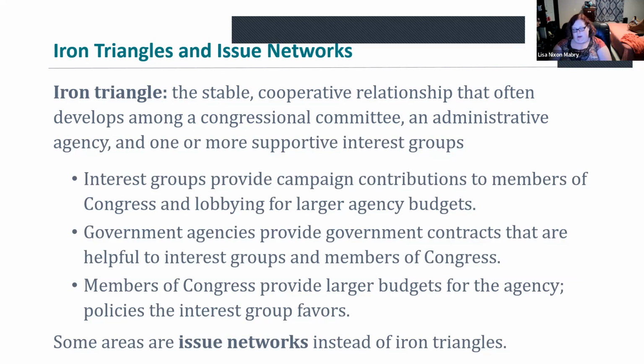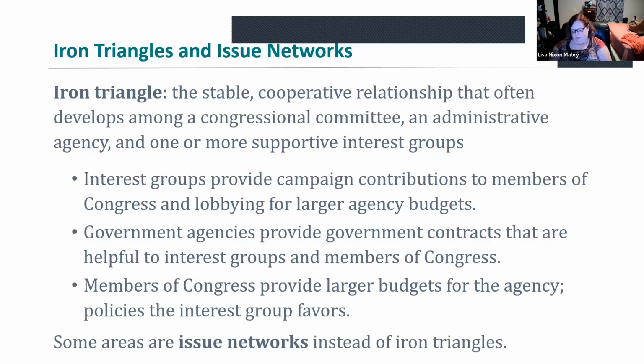Okay. So some areas are not considered to be an iron triangle, but instead they're listed as an issue network. An issue network is a loose network of elected officials, public officials, activists, and interest groups drawn together by a specific policy issue. So not a broader long-term game, but like, hey, there's this one particular issue that matters to us.